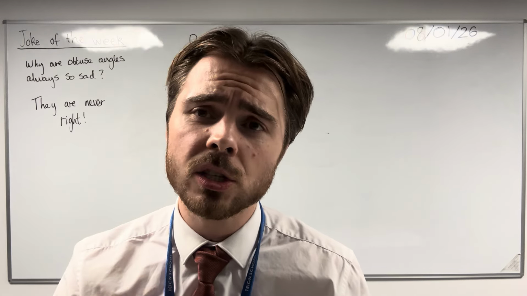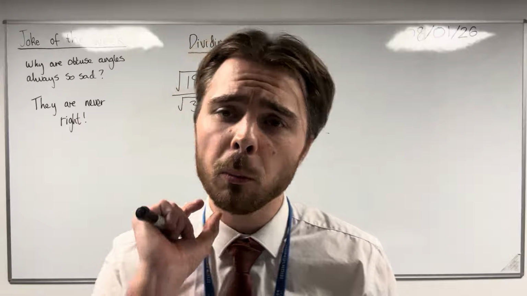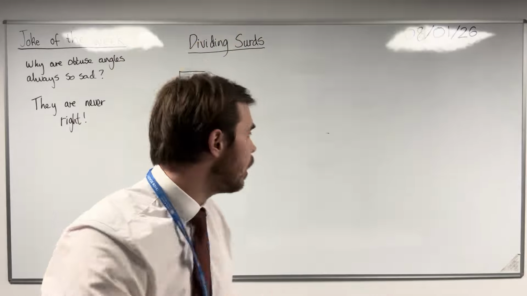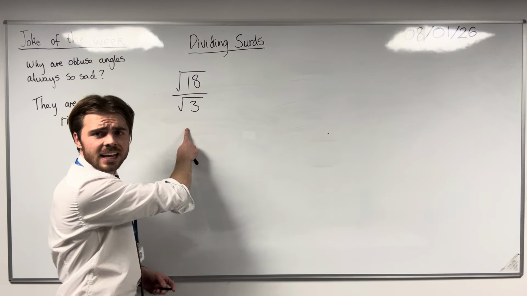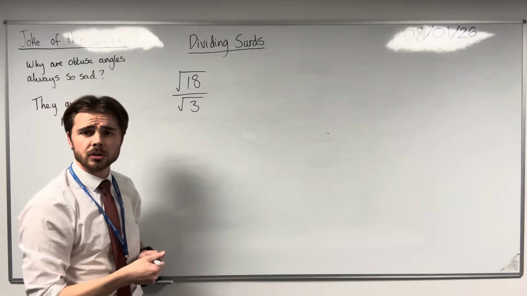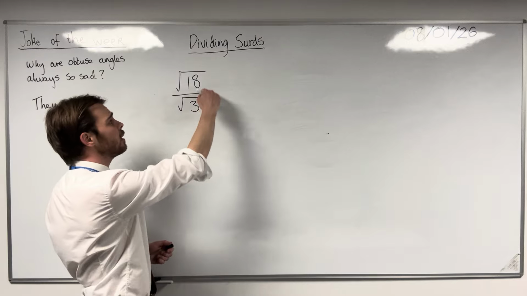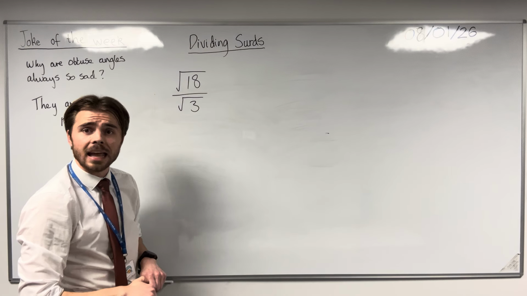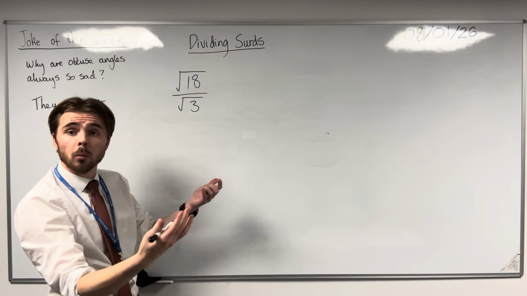Today we're going to be doing some dividing by surds, carrying on with this yummy topic. So, over to the first question. We've got root 18 divided by root 3. The way you can simplify these questions with division, where there's a surd on top and a surd on the bottom, is by turning it into a normal division.